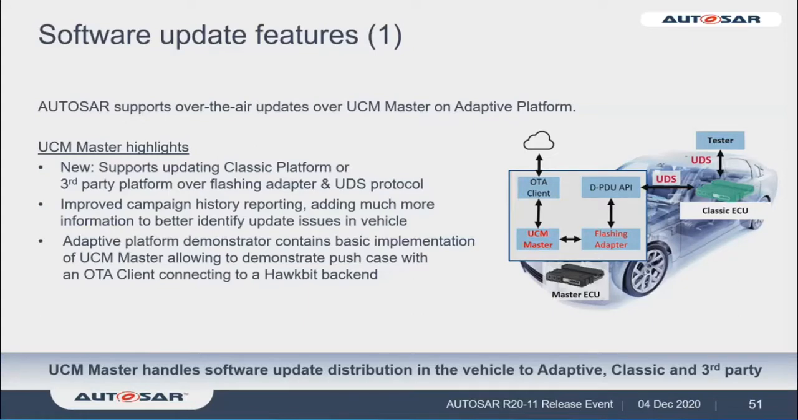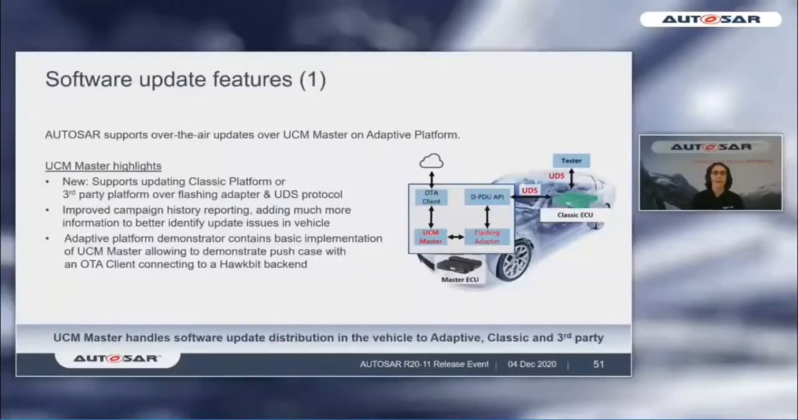You also get an improved campaign history reporting, which adds much better information so that you can identify update issues in the vehicle. If you're an AUTOSAR partner, then you have access to the Adaptive Platform Demonstrator, and this already contains, thanks to our quite busy UCM implementers, a basic implementation of the UCM Master, which demonstrates a push case connected to a Hawkbit backend.